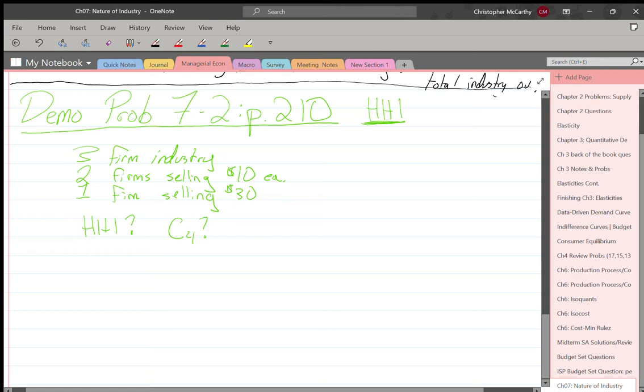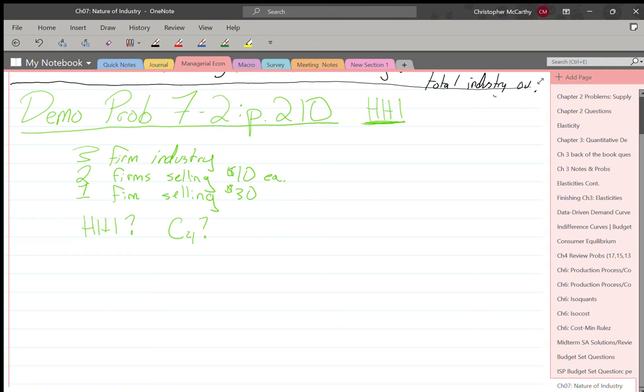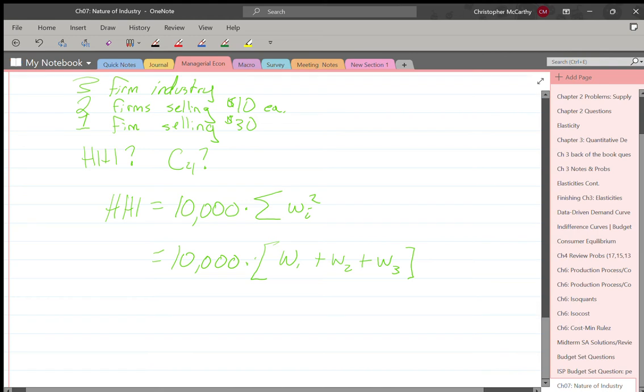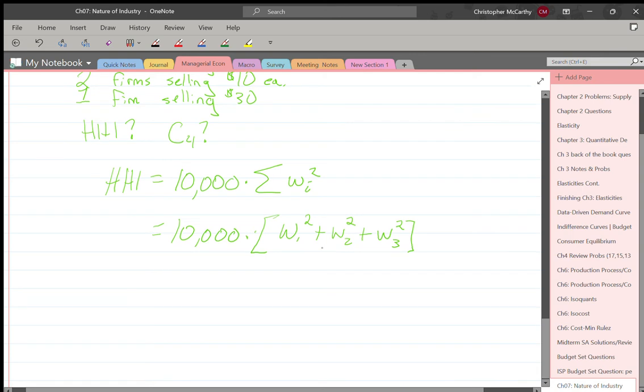And so, once again, we need our total sales, because our HHI formula is going to be 10,000 times the sum of the squared weights. So let's go ahead and unpack this. So it's going to be 10,000 times square bracket, the individual weight of the first one plus the individual weight of the second one plus the individual weight of the third one, since there's only three firms here, right? And then each one of these is squared inside of the brackets. Now, what are each one of these W's?